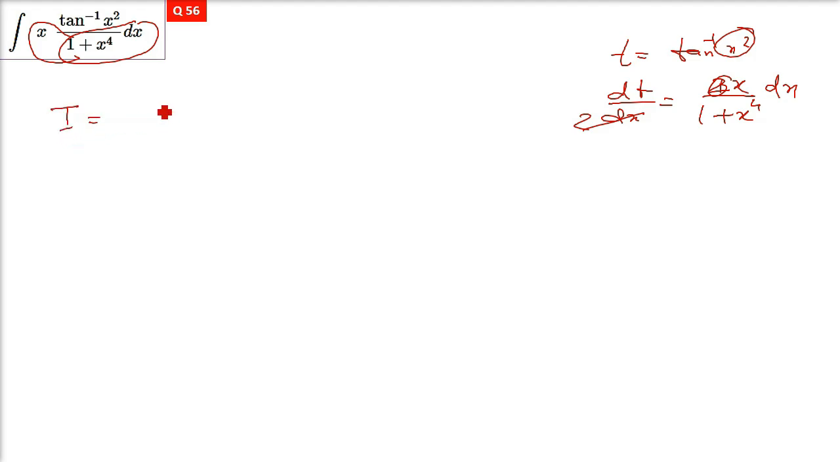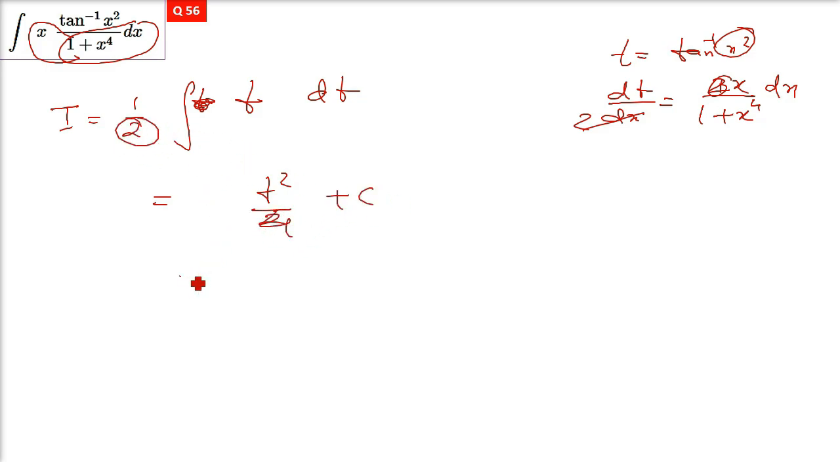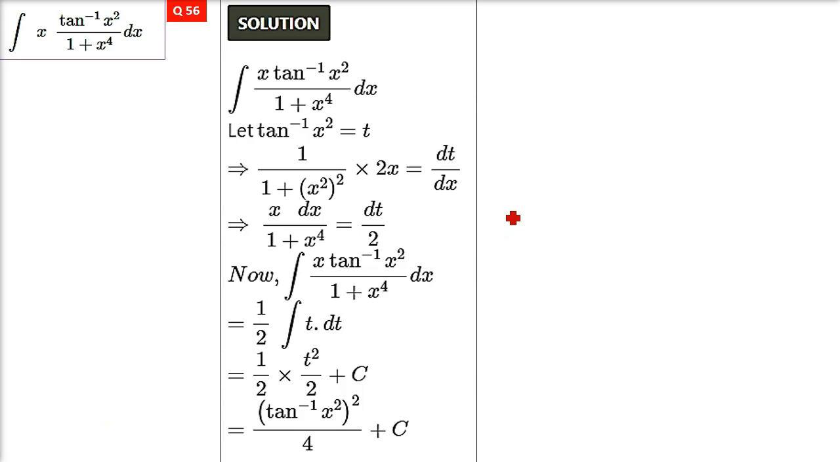So this integration will become 1 by 2 integration t dt, and what do you get? t squared by 2. So t squared by 4 it will be, 1 by 2 is already there with us. So t squared by 4 plus constant of integration, t you can just replace by tan inverse x squared, and this whole squared is there. So tan inverse x squared whole squared. Please, it's x squared, okay? Please remember. Okay, this is all about how to write it, and this question is a good question, I must say that.